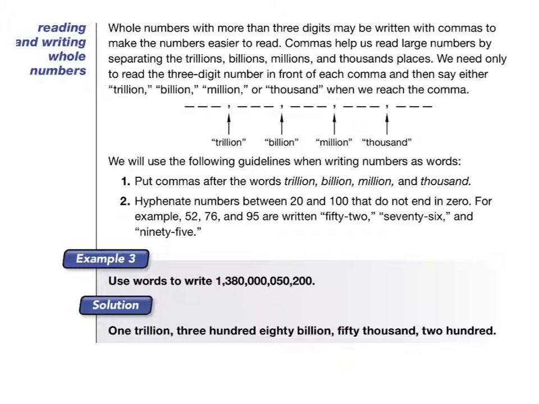So this is 1 trillion, and then you say comma, so 1 trillion comma 380, and that's billion, comma, and then we don't have anything there, so you skip that, and then you say 50,000 comma, because that's in the thousands place, and 200. So that's how we would read that number. So have that down in your notes.